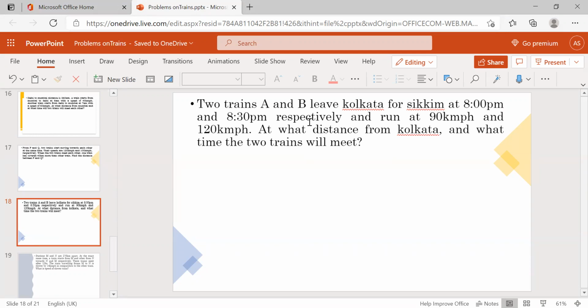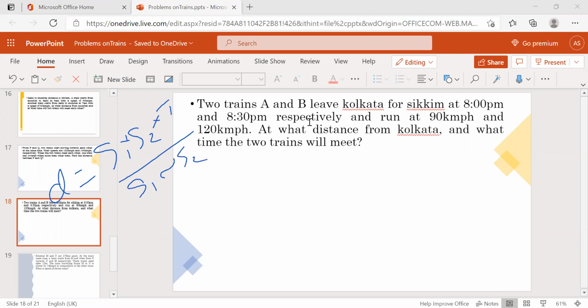What's the type 3 formula? Distance is nothing but S1 S2 into T, divided by the difference of S1 and S2. Now substitute these values. First S1 is 90, S2 is 120 kilometers per hour. What's the time difference between 8 and 8:30? Just half an hour, that means 0.5 hour.